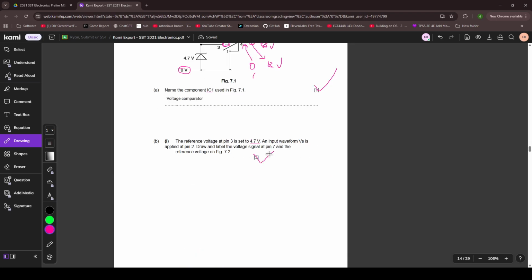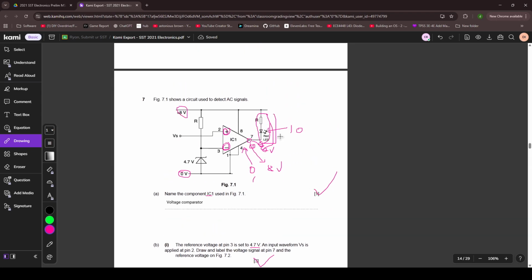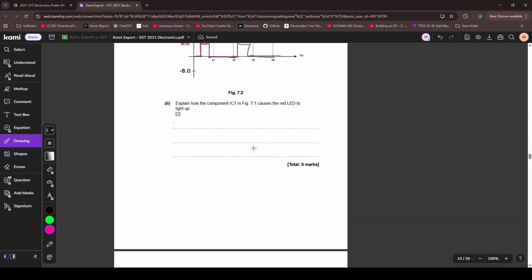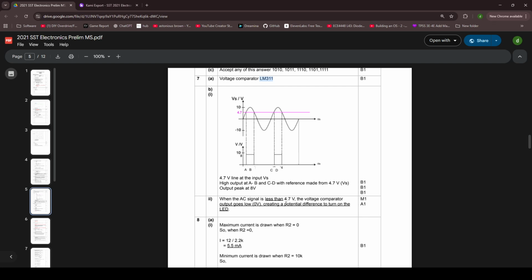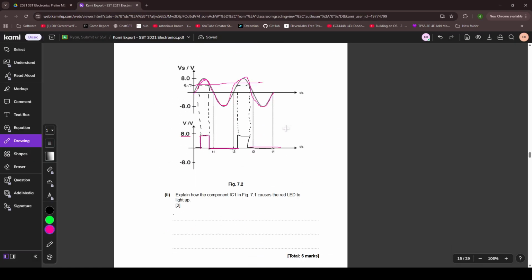So you have to state, you have to mention that, and in this case they do. So they stated when the AC signal is less than 4.7, they stated the cause, then they stated the process, then they stated the effect. Okay.